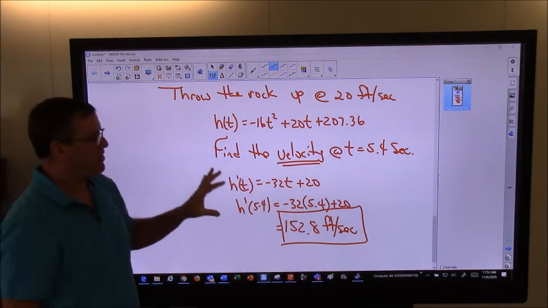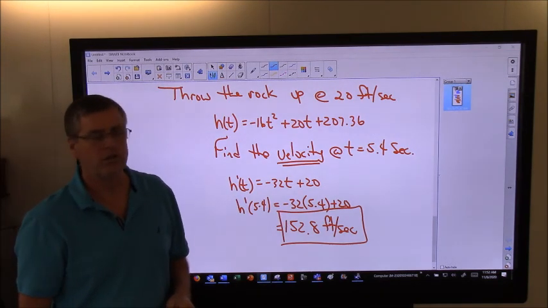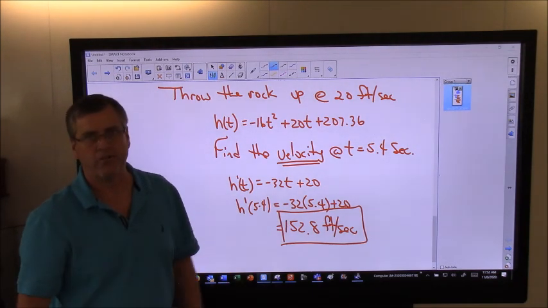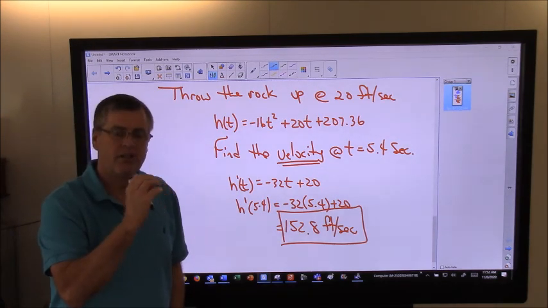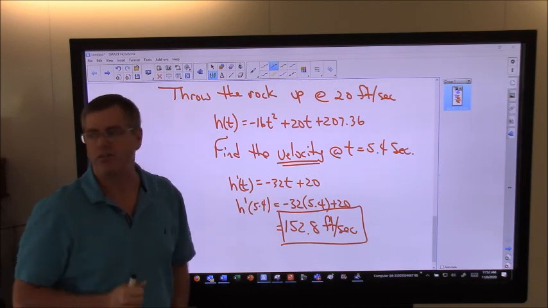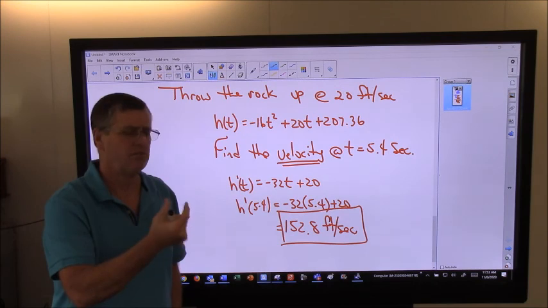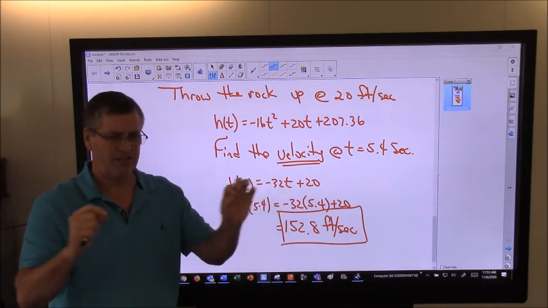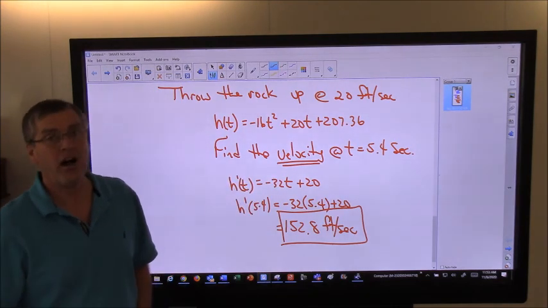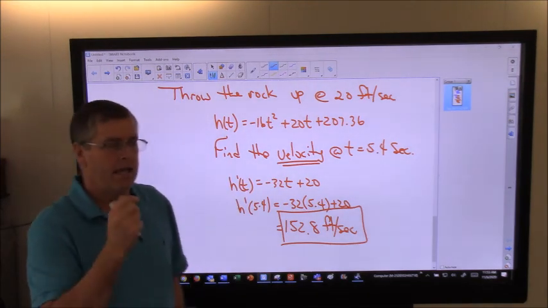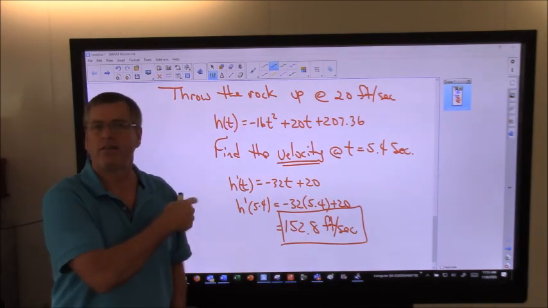So this kind of stuff doesn't just apply to rocks flying through the air or other objects flying through the air, golf ball or baseball. It also applies to moving objects. And one thing that they love to do in calculus is they talk about a particle moving along a line. Got a line, there's this little particle moving back and forth. It's very common in calculus.